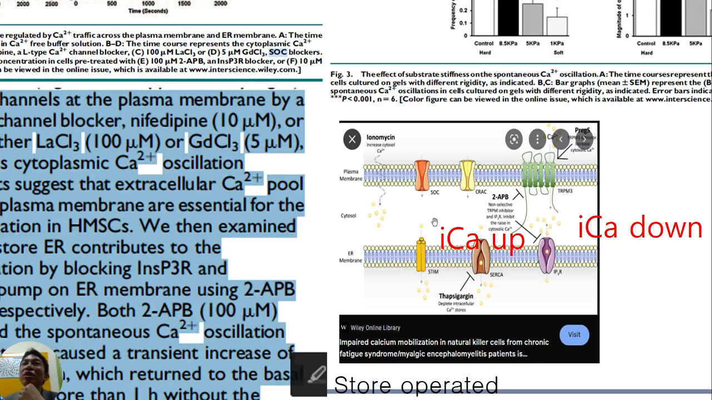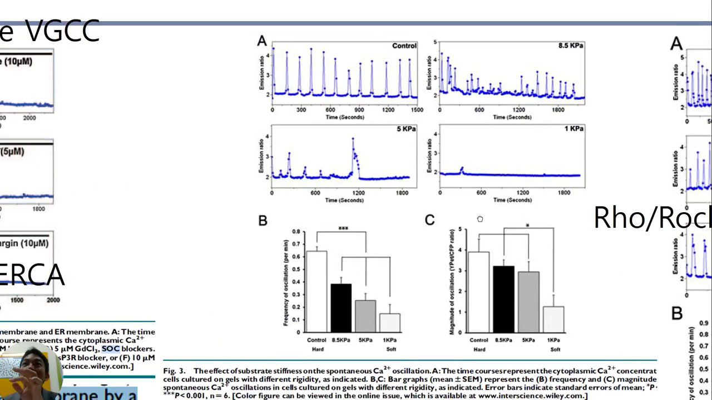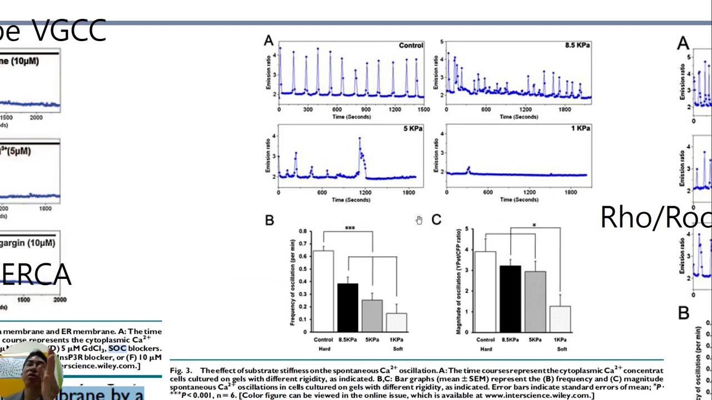So here, we can say that, let's say this is another voltage-gated channel. When you block this one, oscillation gone. This one gone. This one gone. This one gone. Which means that all these kinds of ion channels are involved in having this oscillation for the stem cell. And then they found out that everything is involved. And this is the one finding.